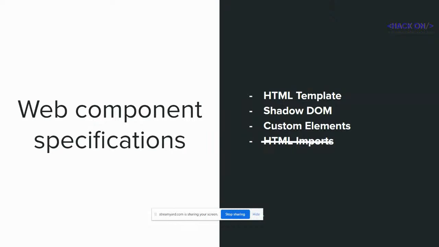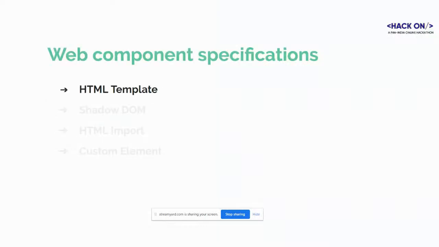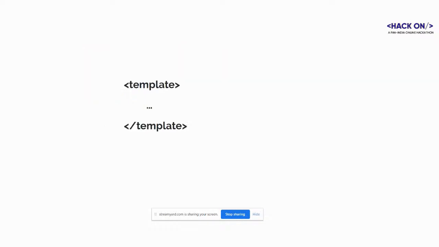It was no longer taken forward, and that's when we got HTML template, shadow DOM, and custom elements as the web component specifications. Let's look at these one by one. The first is HTML templates. If you have seen a template tag in your HTML document, it means that you would not create a new DOM node for whatever HTML you put inside the template tags. It would actually create a fragment, like a wrapper around whatever HTML you want to put in.